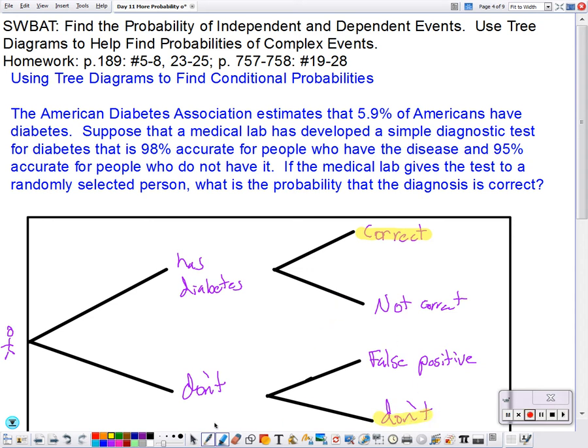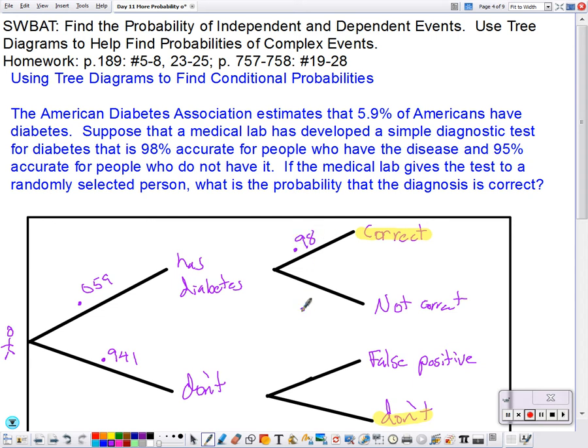So let's assign some probabilities to these branches. If 5.9% of people have diabetes, I'm going to write things as decimals, that way my calculations will go smoother. 1 minus that, the complement, would be 0.941, they don't have diabetes. Now, if you have diabetes, the test is 98% accurate.